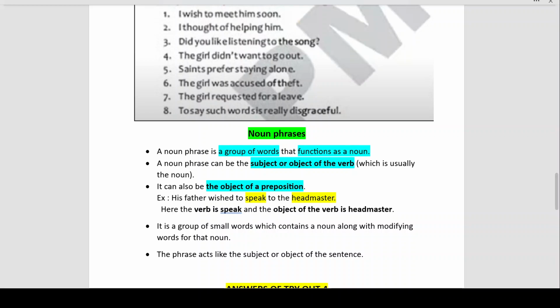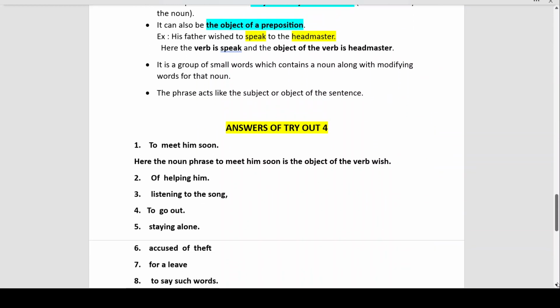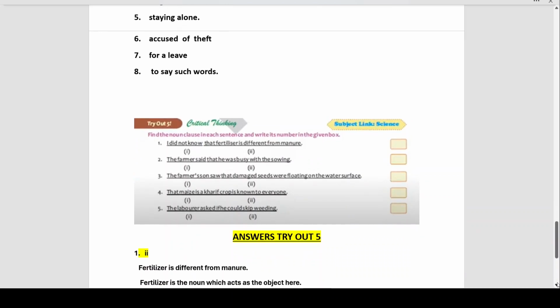Next, critical thinking, try out five. Find the noun clause in each sentence and write its numbers in the given box. Now, students, this is noun clause. In the first thing we had done noun phrases. So, over here, I did not know that fertilizer is different from manure.